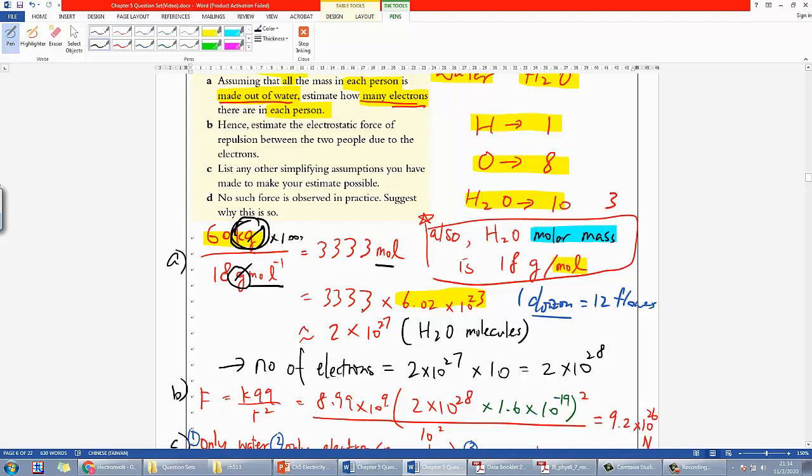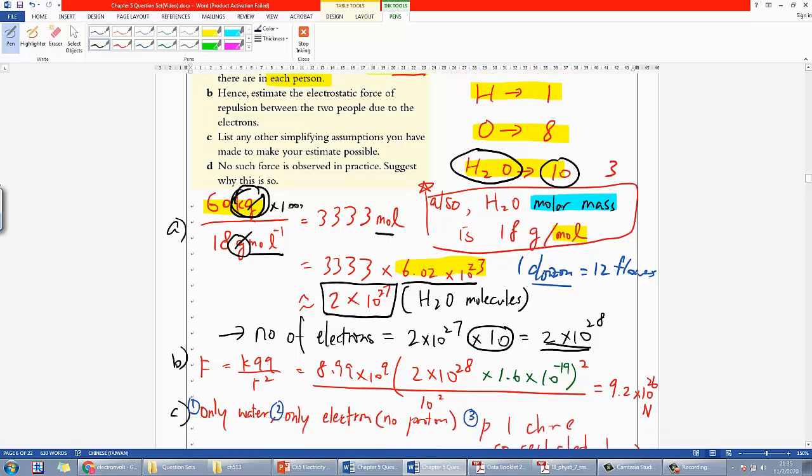So around 3000-ish moles, and then you multiply with Avogadro's number so that you can turn it into the actual number of molecules, so this is how many H2O molecules there are. And like I said, for each H2O, you have 10 electrons, so you have to multiply by 10 to get the number of electrons. So this is for part A.